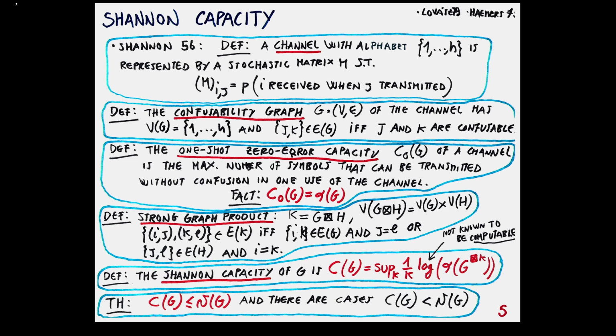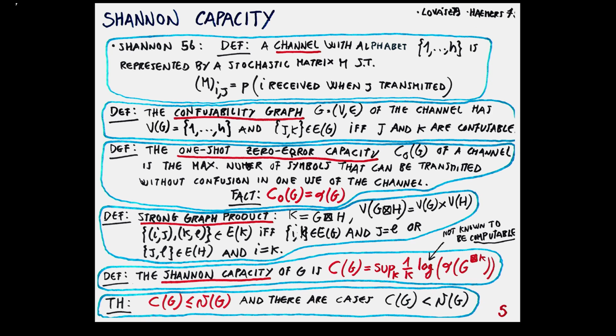Now this turns out to be equal to the sup of 1 over k log of the independence number of the strong graph product of the graph G with itself, k times. This is from an information theoretic point of view, this is doing coding, and the Shannon capacity is defined in this way, and I denote it as C of G, the graph.